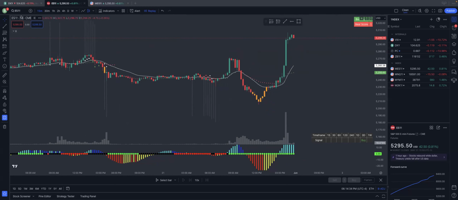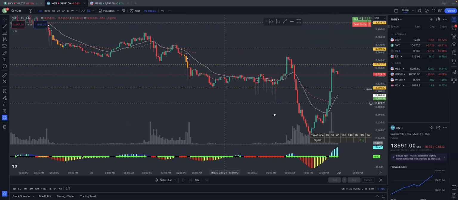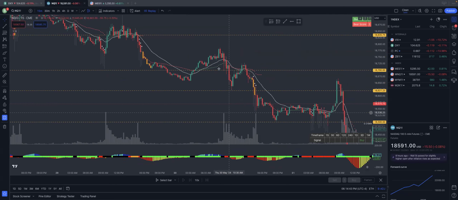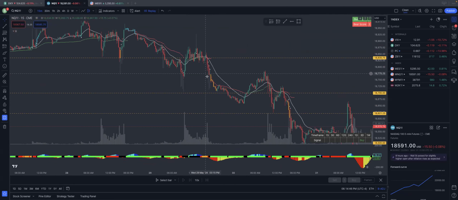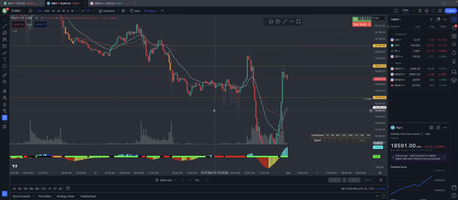So for NQ, the trade that we were able to catch was this move back down to the 21 EMA. You can see here it was a very clean trend of lower highs and lower lows, and we had a solid move down. So that is the trade recap.